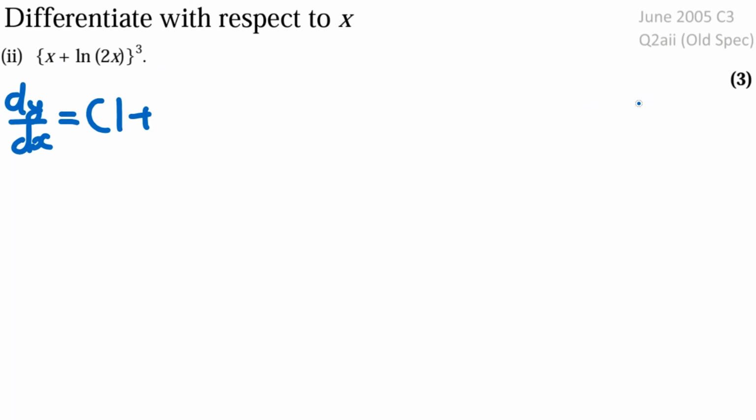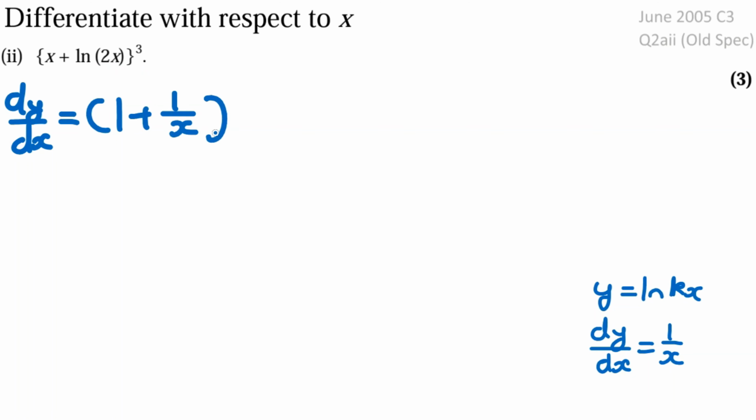first video in this chapter. If you have y is equal to the natural log of kx, dy over dx is equal to 1 over x. This k doesn't actually really have any effect. So the differential of the natural log of 2x is still just 1 over x, like this here.